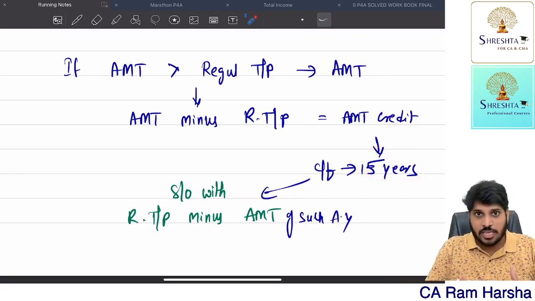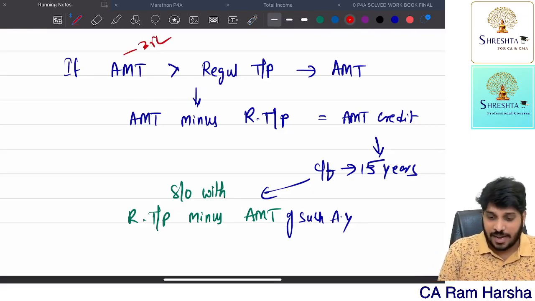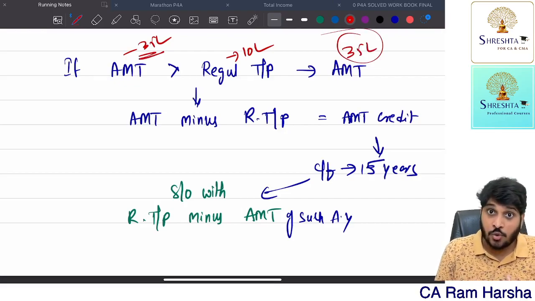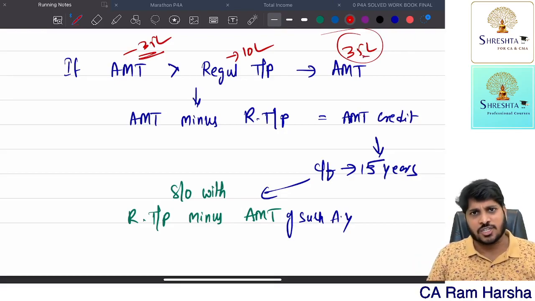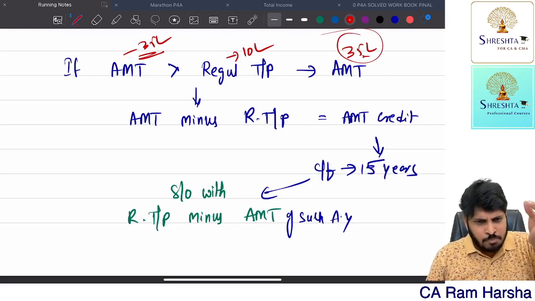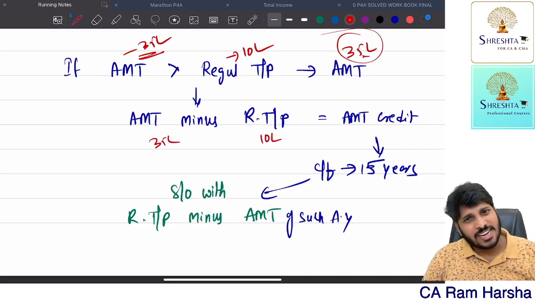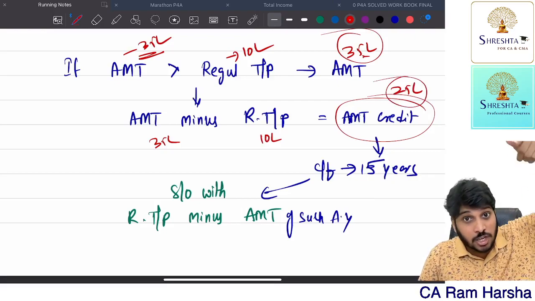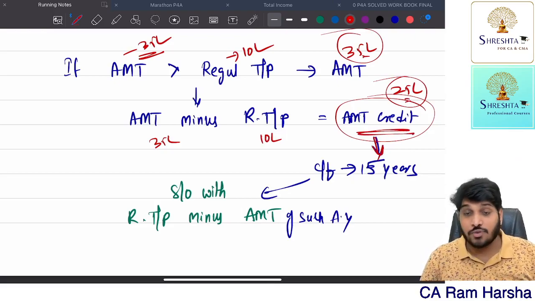Suppose in year 1, AMT you calculated is 35 lakhs, but if I calculate regularly, only 10 lakhs is the tax. So 35 lakhs you pay to the department at the end of the day, because this is the minimum tax that you have to pay as per 115JEE. The minimum tax amount comes to 35 lakhs, so you have to pay that by cash. You cannot claim any exemption on that. Now, sir, I paid 35 lakhs AMT, and regularly if I calculate only 10 lakhs, so I paid an excess amount of 25 lakhs. Whatever excess amount of tax you paid because of the 115JEE provision is called AMT credit, which you can carry forward for 15 years.